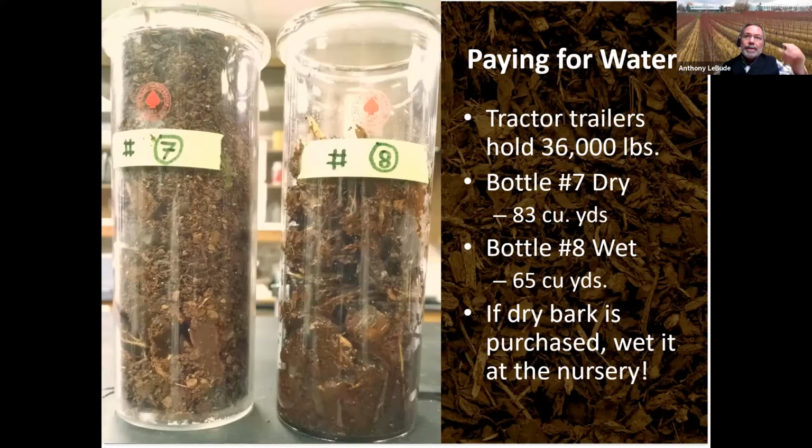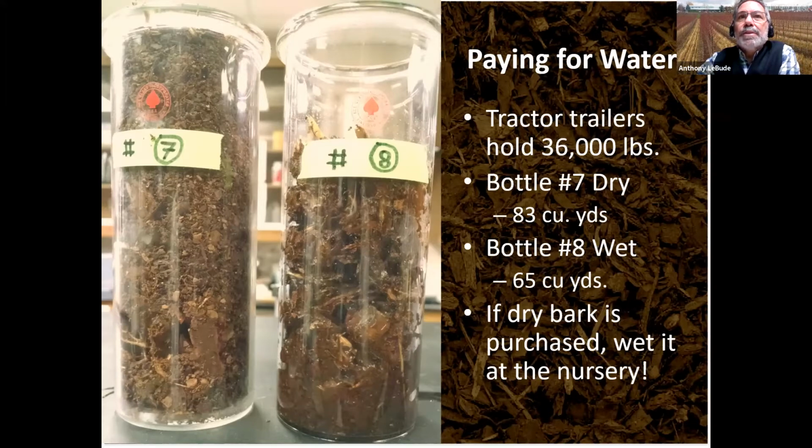The truck looks really big, like you got lots of bark. But if the supplier wets that same volume of bark and puts it in the truck, it doesn't look like you got a lot of bark. Plus, sometimes when it's wet like that, you can go over the capacity of the truck. And so growers tend to buy dry bark because it looks like they got more bark.